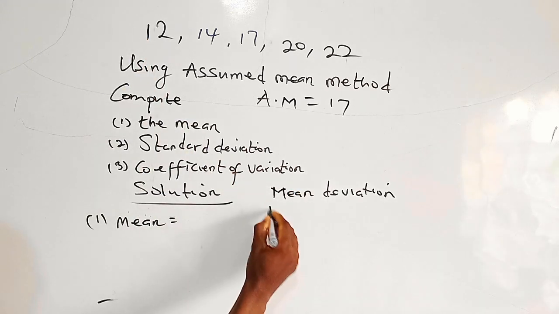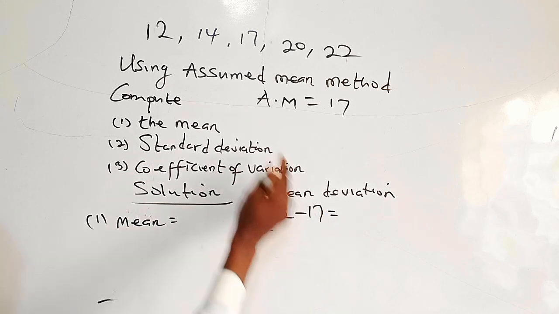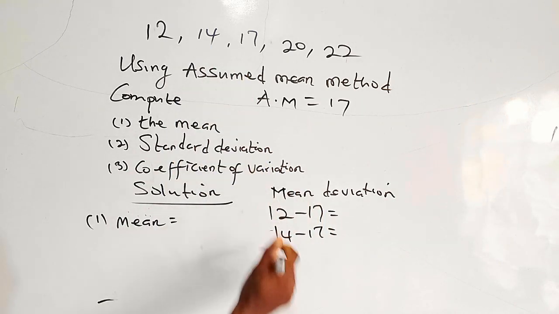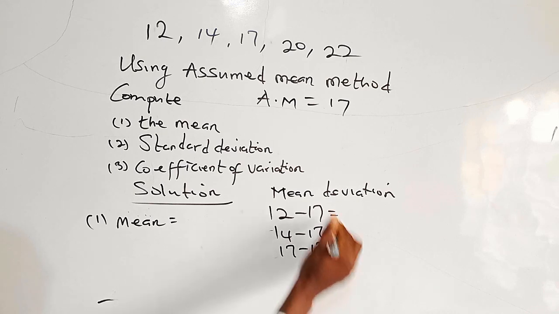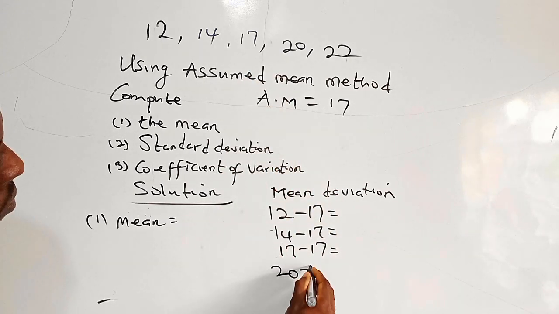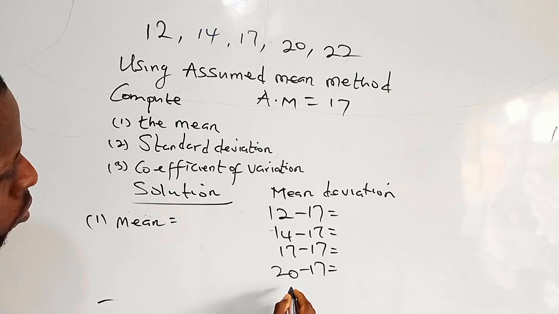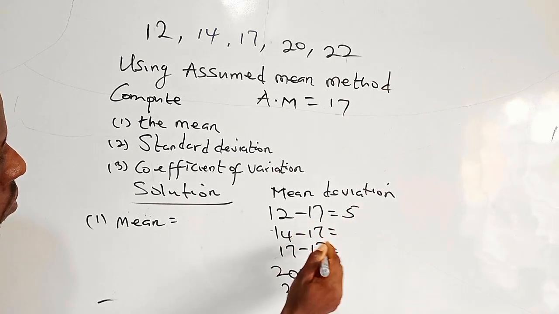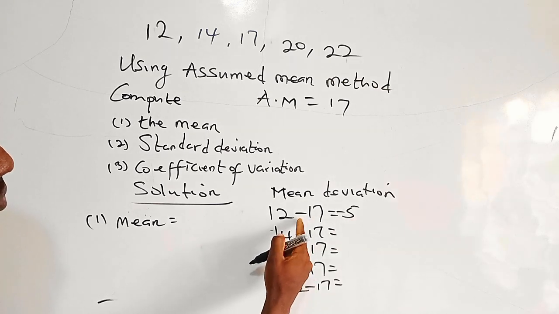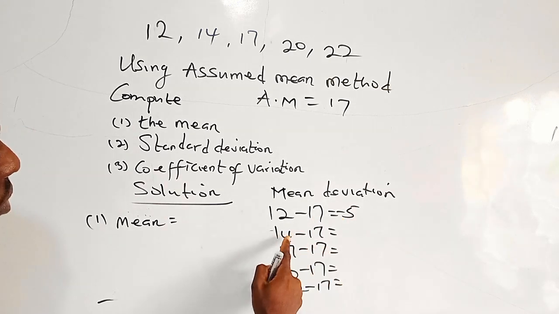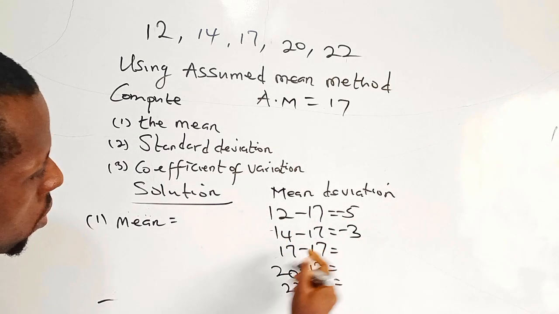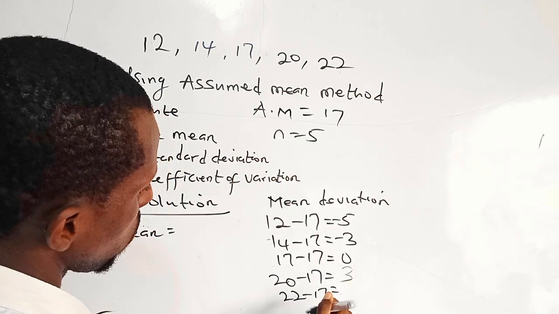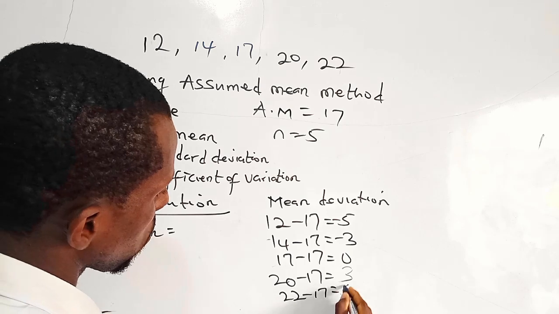We have 12 minus 17, followed by 14 minus 17, then 17 minus 17, followed by 20 minus 17, and 22 minus 17. So 12 minus 17 gives us minus 5. 14 minus 17 gives us minus 3. 17 minus 17 gives us 0. 20 minus 17 gives us 3. And 22 minus 17 gives us 5.